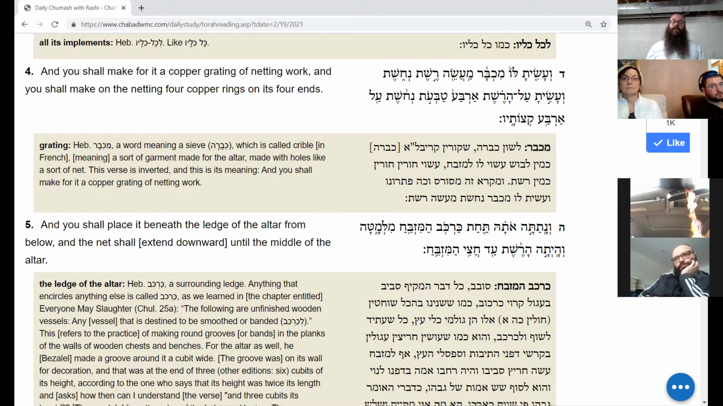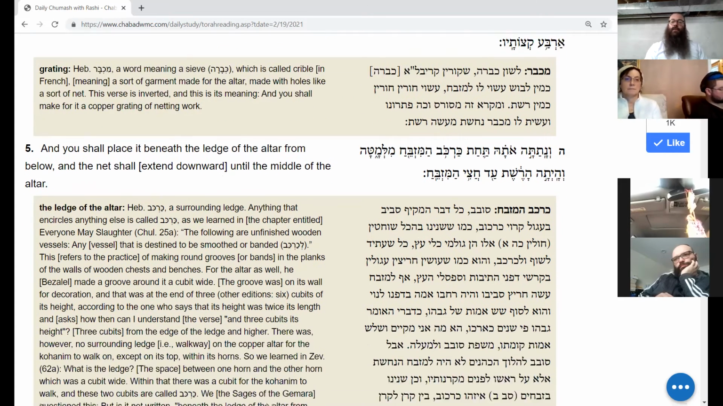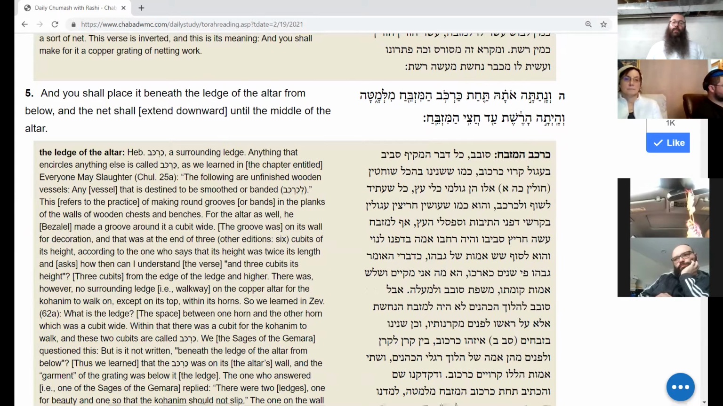Vasisa al hareshes arba tabois nechoshes, and then on the copper lattice, this grating, you would put four rings, al arba ketzaisav, on its four ends. So you're going to make the rings that are going to carry this massive altar. It's a shell. You're going to carry it, so you need to put four rings in it. And what goes in the rings? Verse 5. And the netting with the rings were under the ledge.